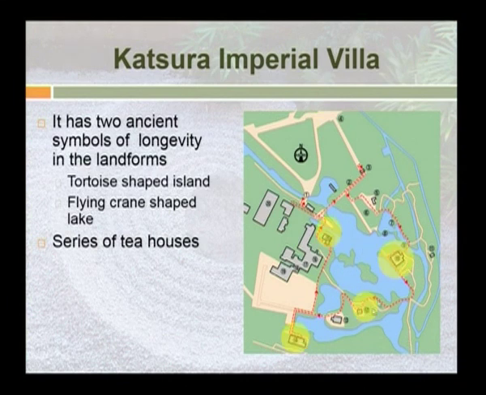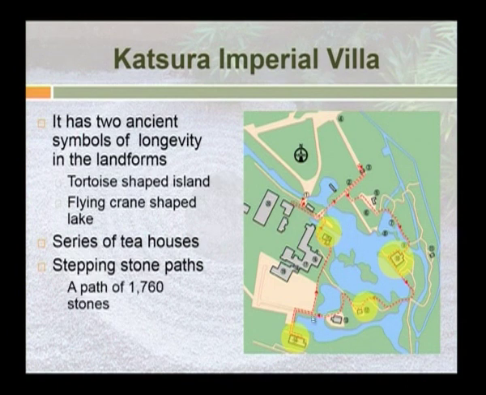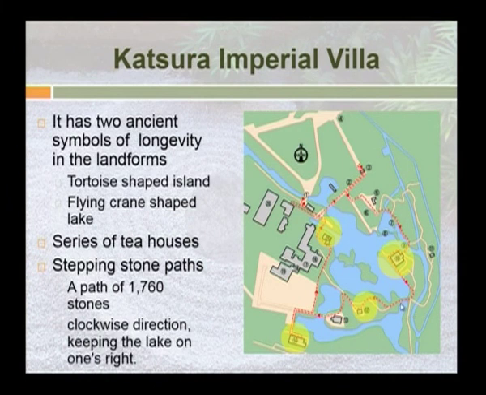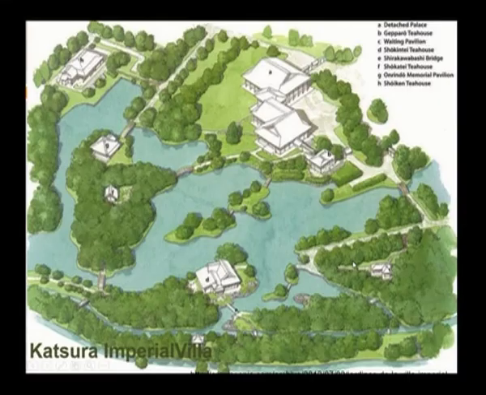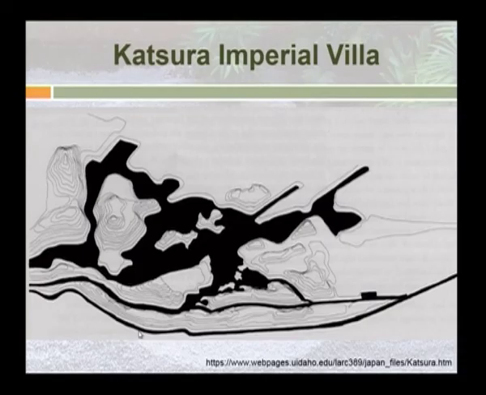and there are a series of tea houses in the garden, and the stepping stone paths link all these tea pavilions. A path of 1760 stones makes these stone pathways, and the observer always moves in a clockwise direction, and the lake is always to the right of the observer. Here we see the 3-dimensional view. We can see the palace and the different tea gardens, tea pavilions and the stone pathways.